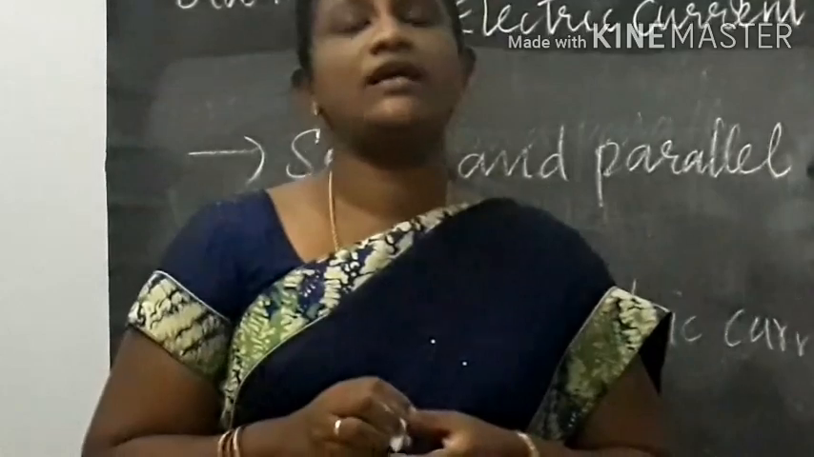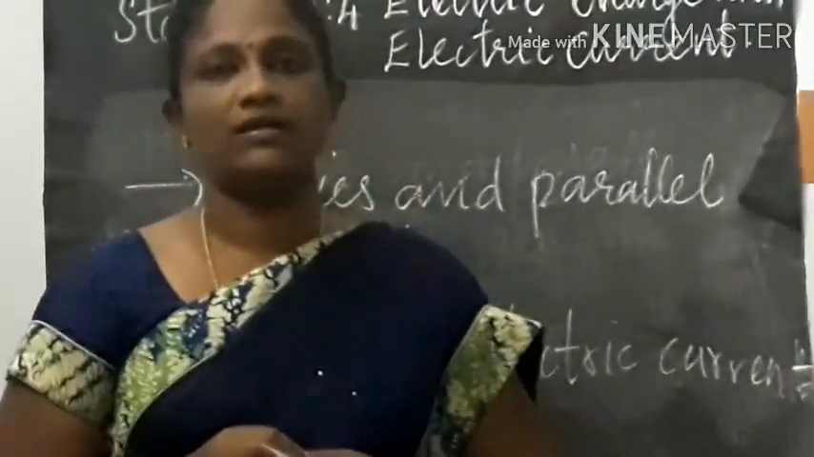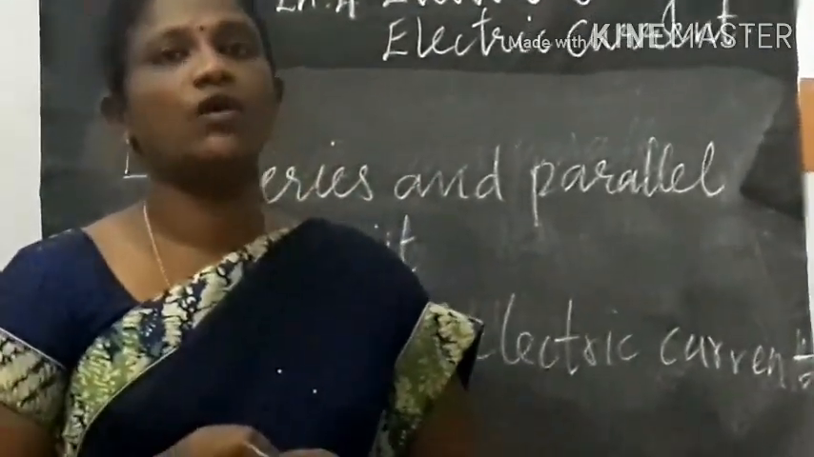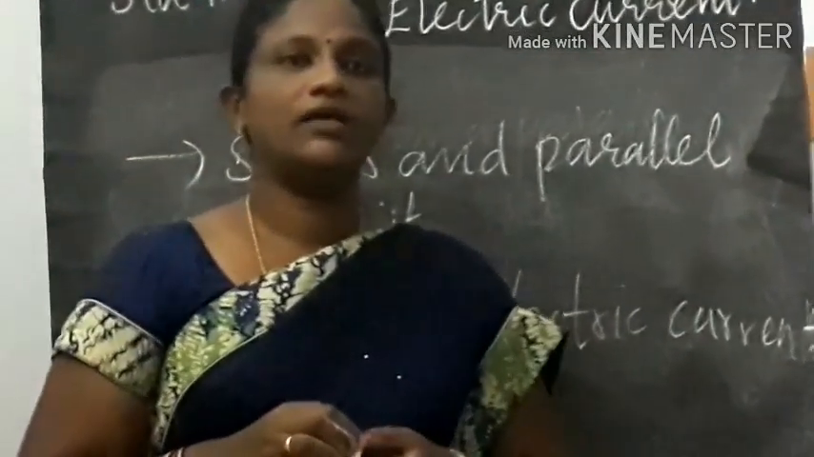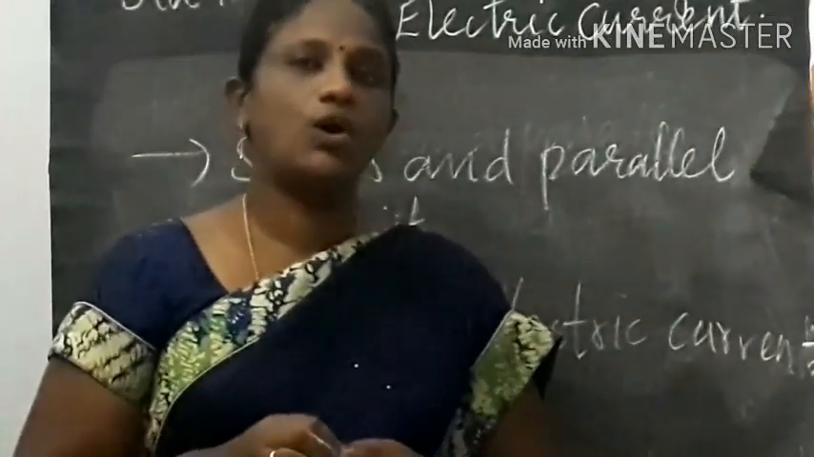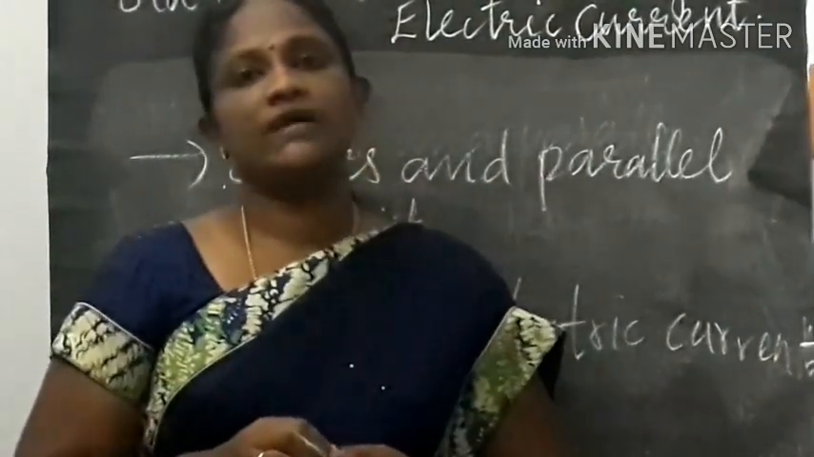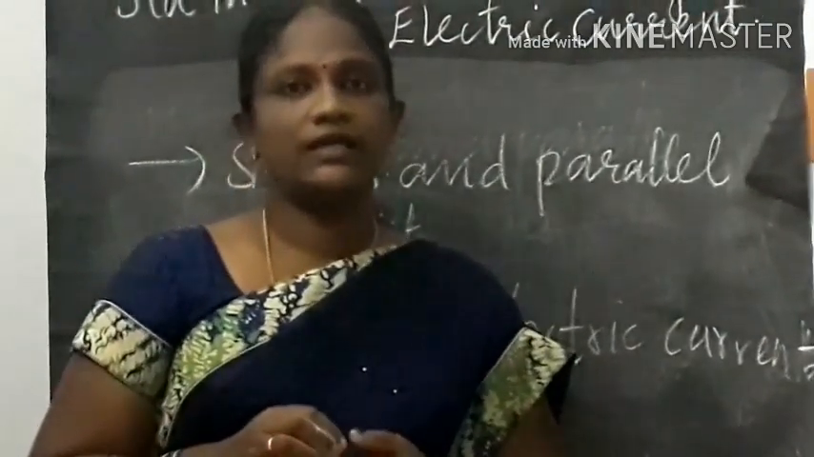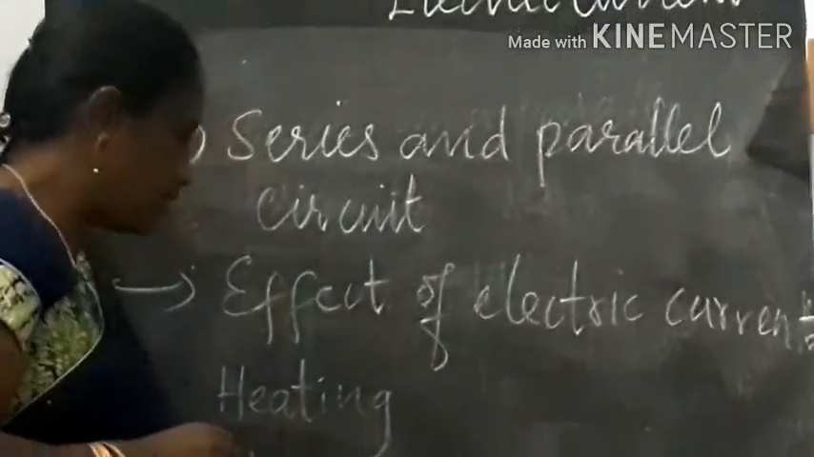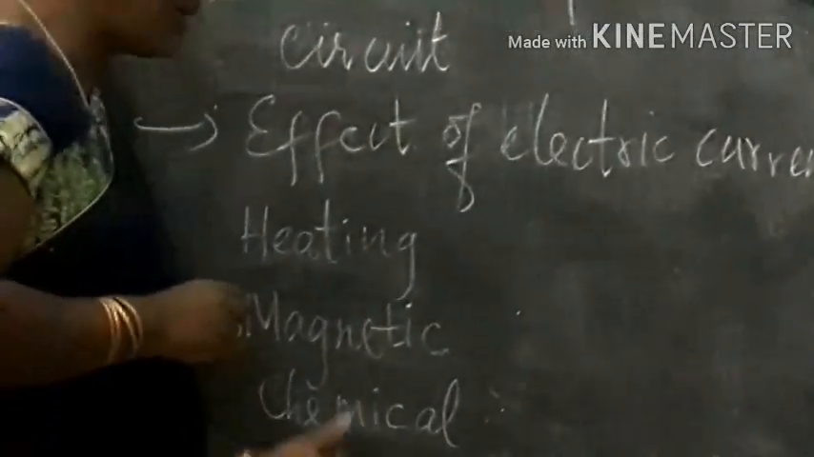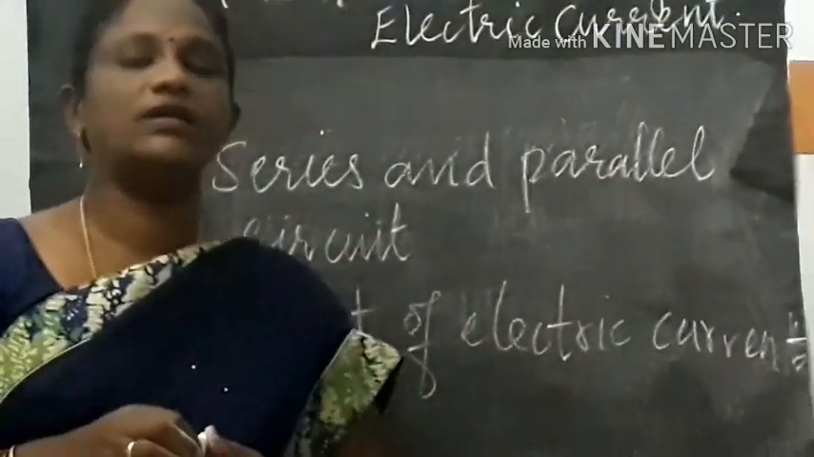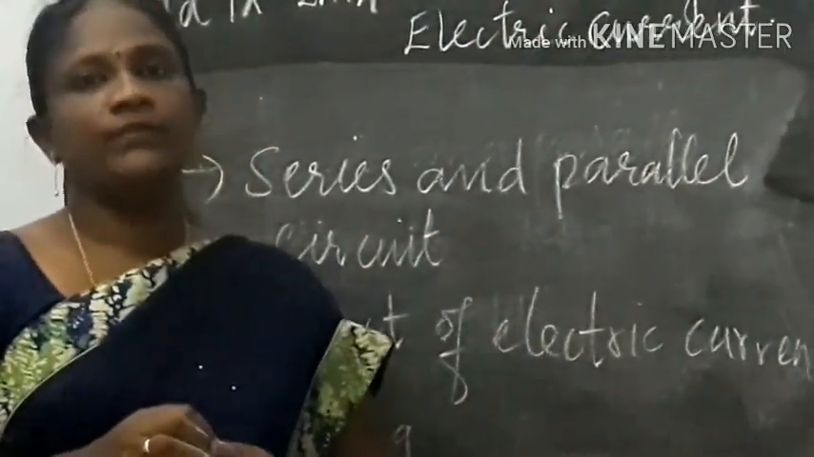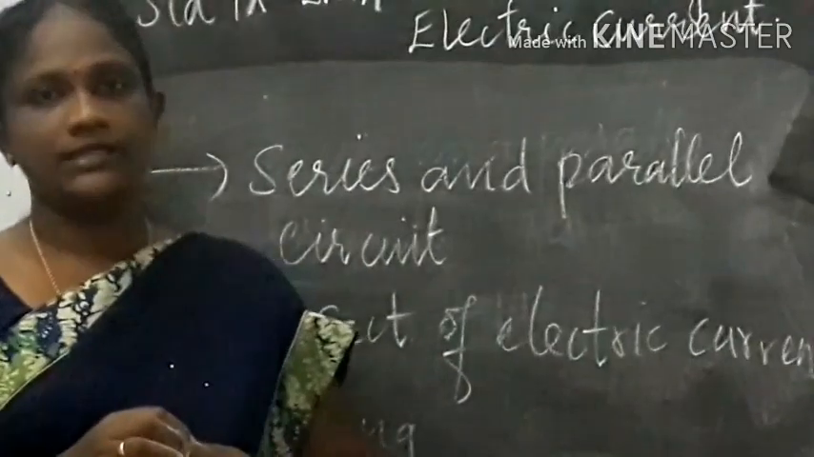So in today's class we have learnt about series and parallel circuit. In series circuit the components are connected one after another, and in the parallel circuit the components are connected in two or more loops. Next we have learnt the effects of electric current, that is the heating effect, magnetic effect and chemical effect. So in heating effect the electrical energy is converted into heat energy, and this is called Joule heating.